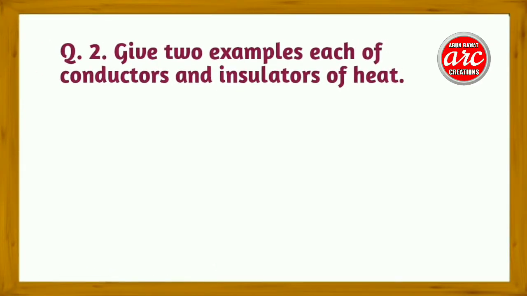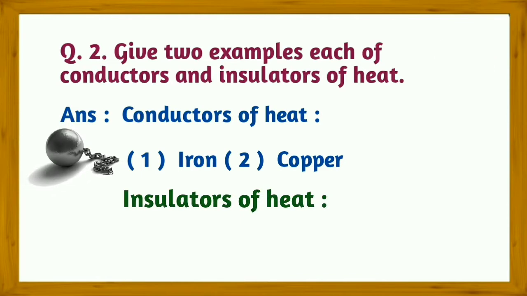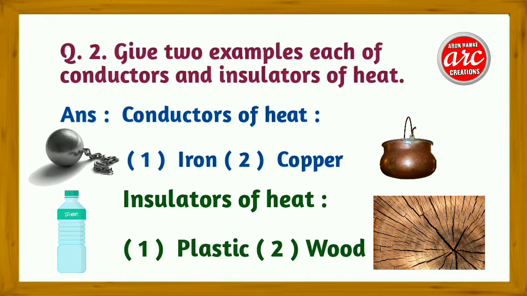Question number 2. Give two examples each of conductors and insulators of heat. Answer. Conductors of heat. Number 1. Iron. Number 2. Copper. Insulators of heat. Number 1. Plastic. Number 2. Wood.